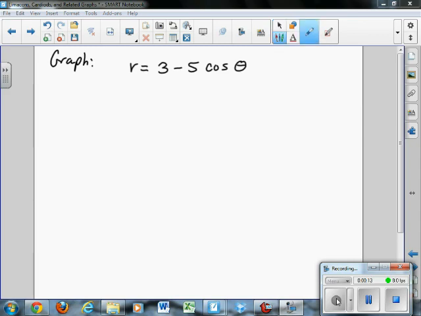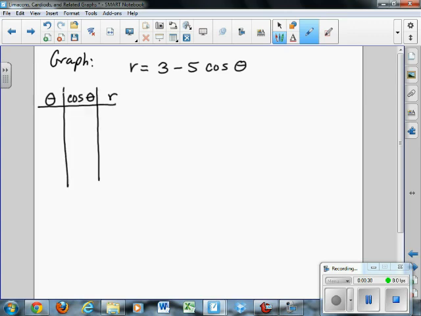One of them would be just to make a t-chart. And remember before what we did was we had our theta values, what is cosine of theta, and what is r. So if theta is 0, pi over 2, pi, 3 pi over 2, or 2 pi, we recalled that we have a cosine graph.